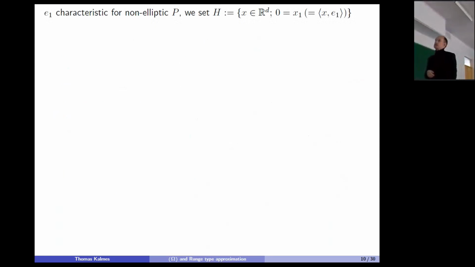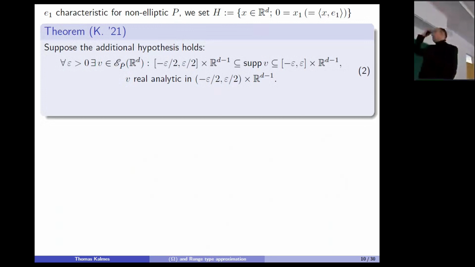Okay, so let's assume that e1 is non-characteristic for our polynomial, and we consider the hyperplane which is given by the condition that the Euclidean scalar product with our characteristic vector is equal to 0. So the first component should be 0. And then suppose that the following additional hypothesis holds. For every epsilon, the slab minus epsilon, epsilon times R^(d-1), so this is a slab of arbitrary narrow width around this hyperplane, we ask for the existence of a smooth solution to the homogeneous equation P check D of v is equal to 0, with the additional property that the slightly decreased slab is contained in the support of v.